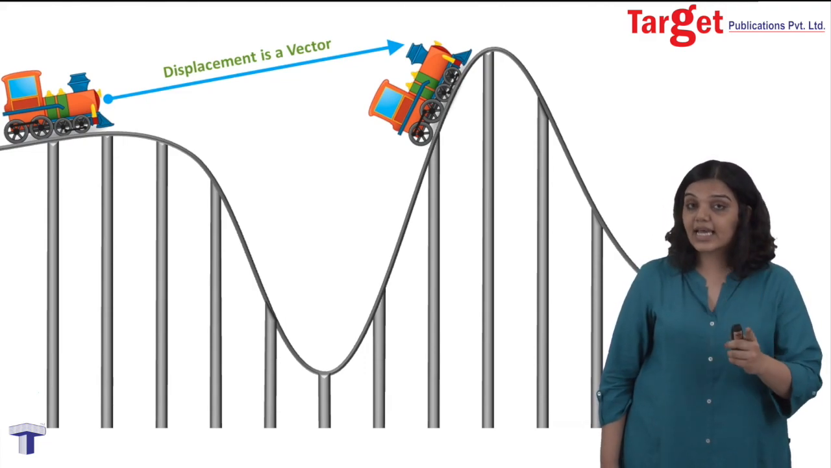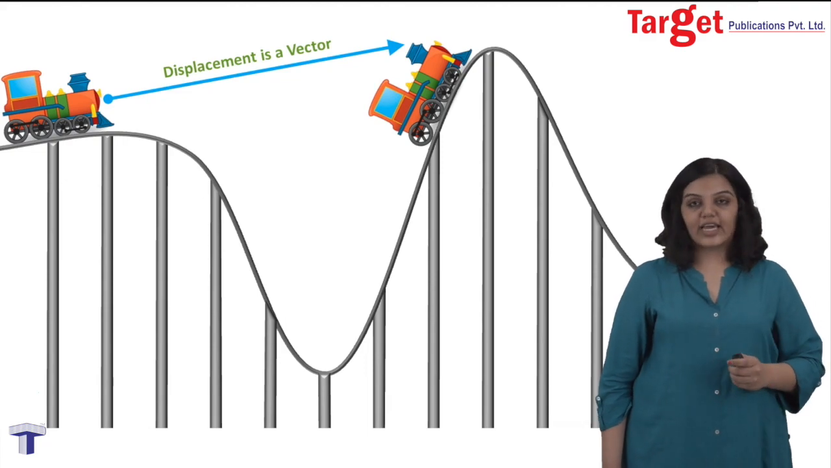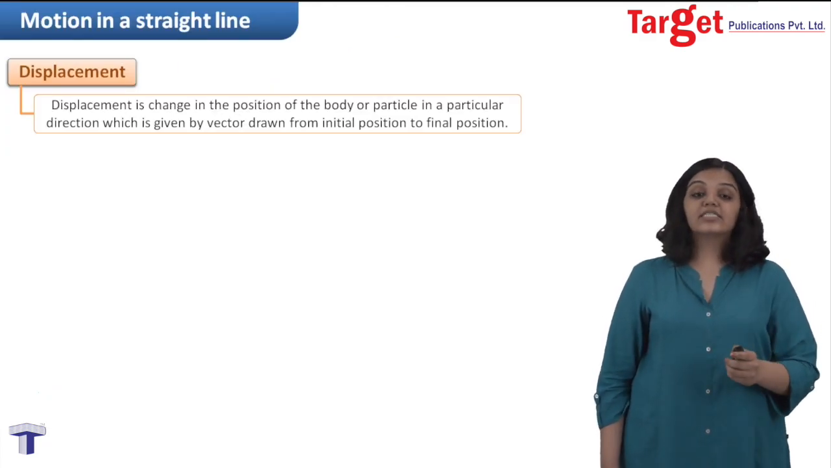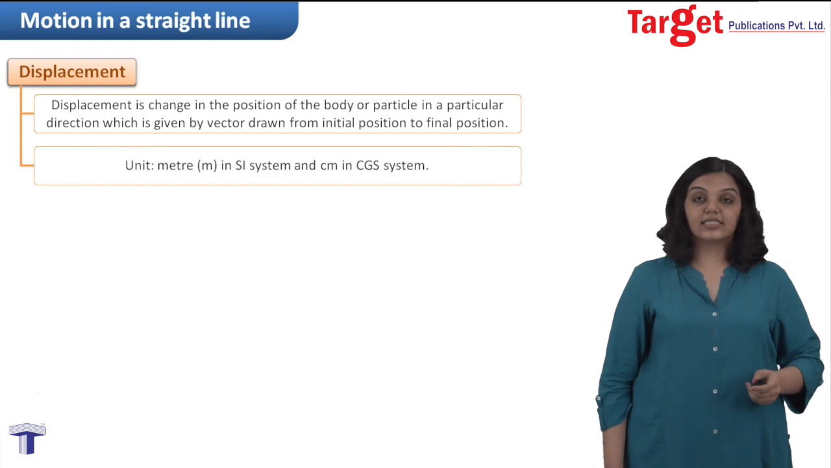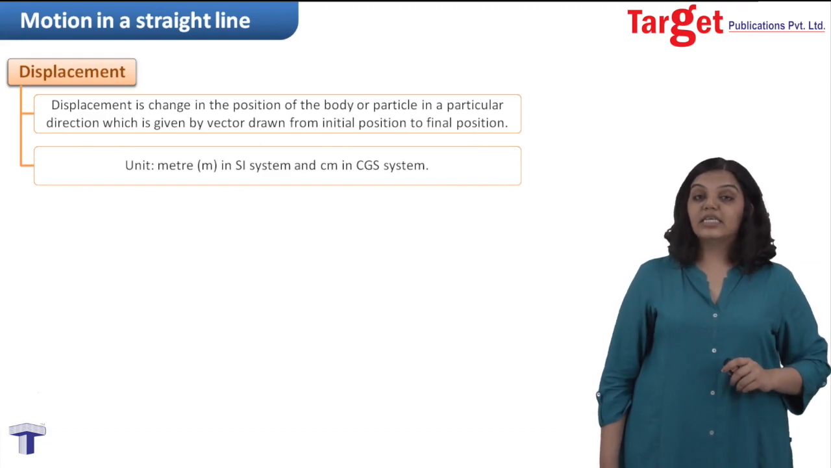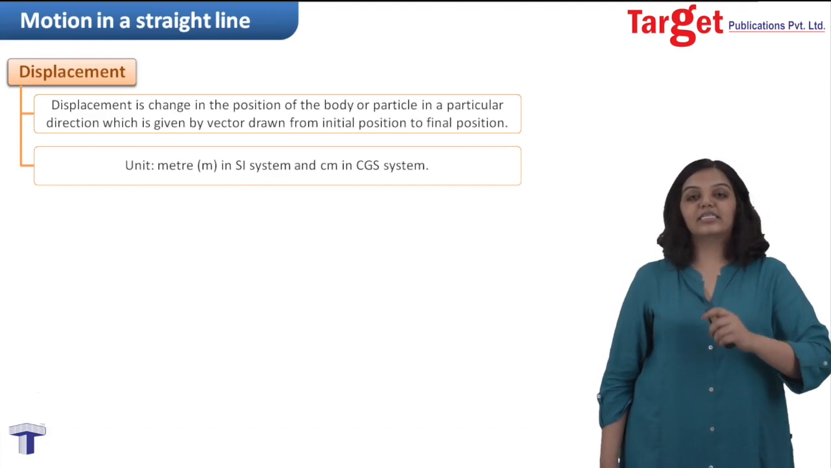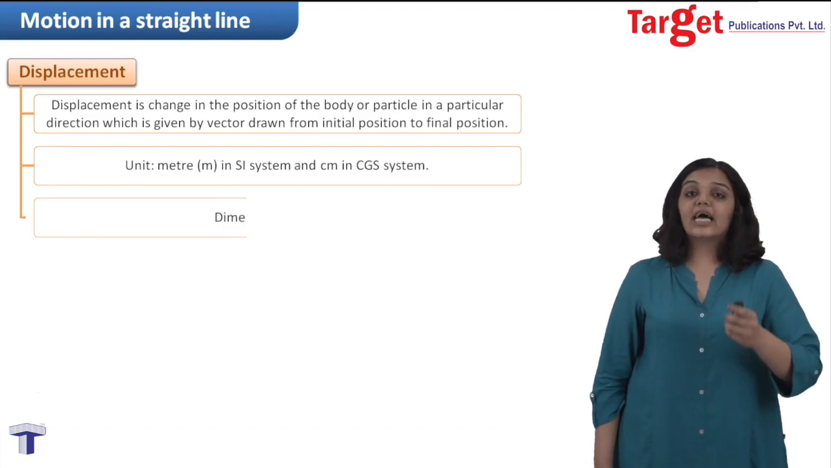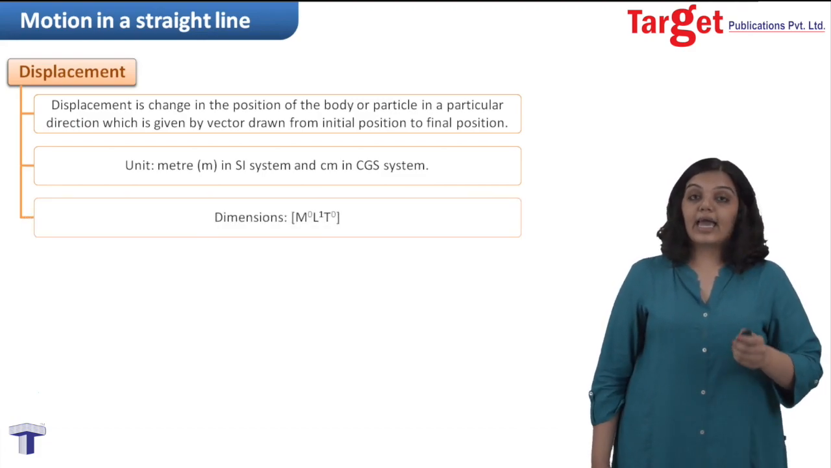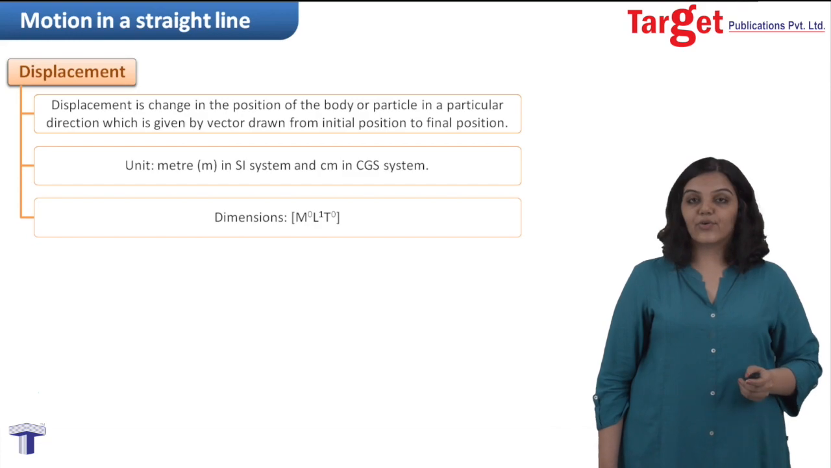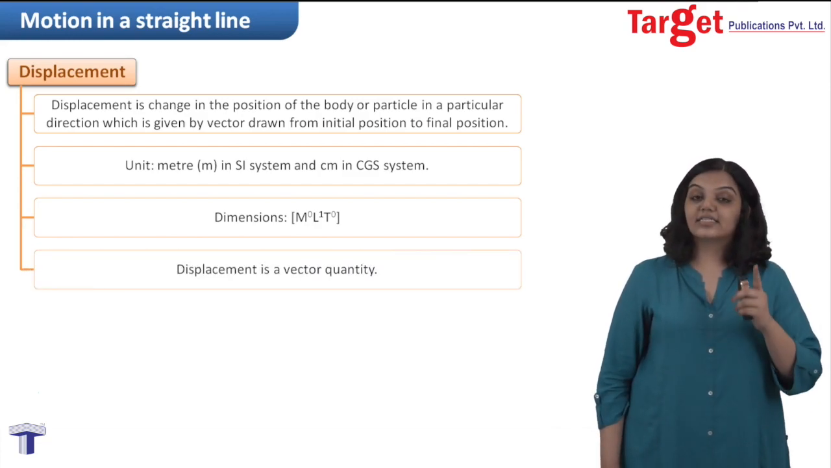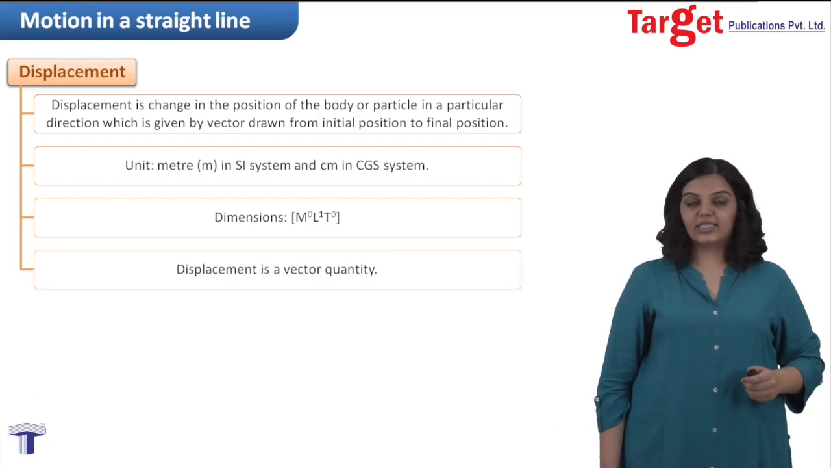So distance was a scalar, but displacement is a vector. However, displacement has the same units as distance. It also has units of meters in the SI system and centimeters in the CGS system. Its dimensions are also the same, M^0 L^1 T^0. But like we just discussed, displacement is a vector quantity.